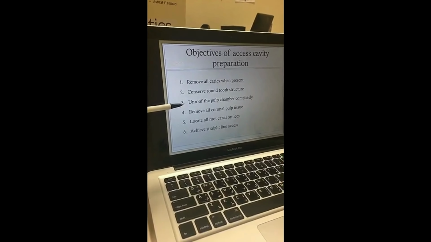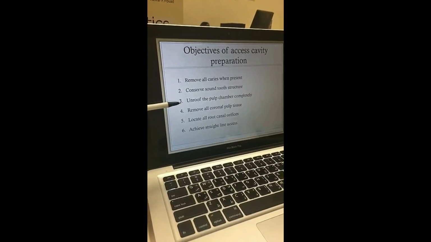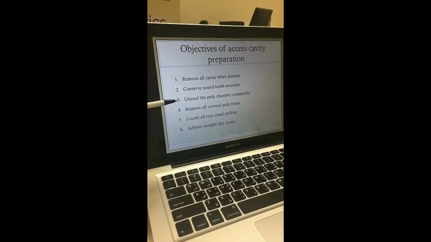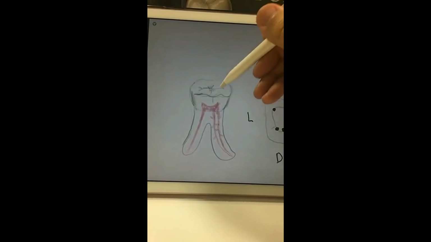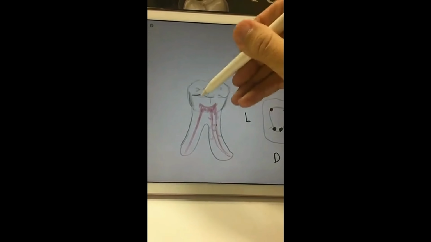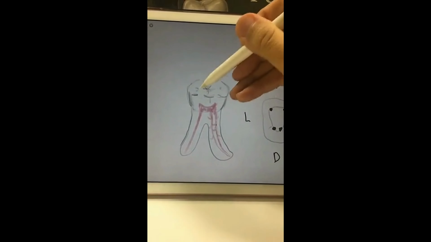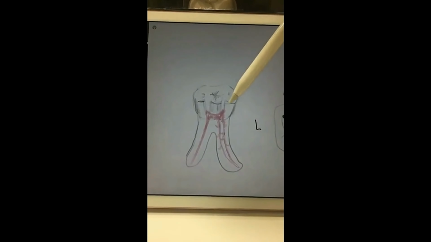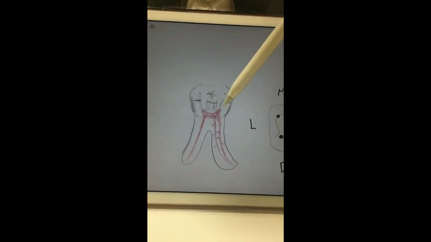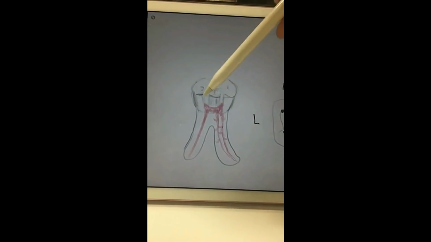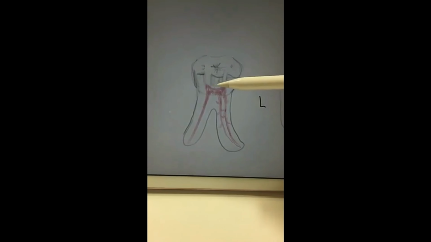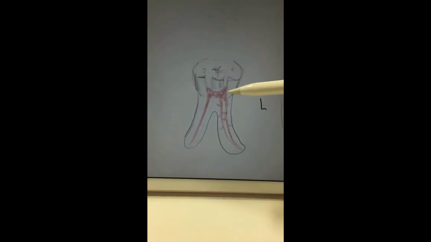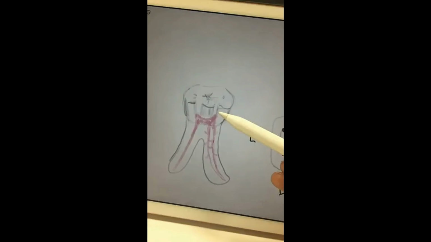The third objective is the roofing of pulp chamber completely, and we are facing problem with students in this point. Let's say this is your burr, you enter to the pulp chamber here, then you enter here. And most of students think, okay, this is the mesial orifice, and this is the distal orifice. And still they are having part of dentin here. This is the roof of the pulp chamber, so this is not deroofed yet.